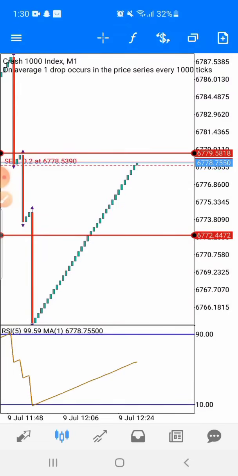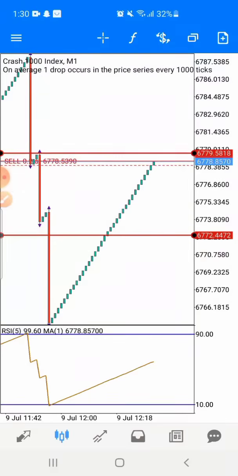So how does this strategy work? How do we use it? If you watched my previous video, you know that this is just the same thing. But for you, I'm applying it now on crash for you to see that it works also on crash. If you have not watched the previous video, I recommend you go check it out before this one.